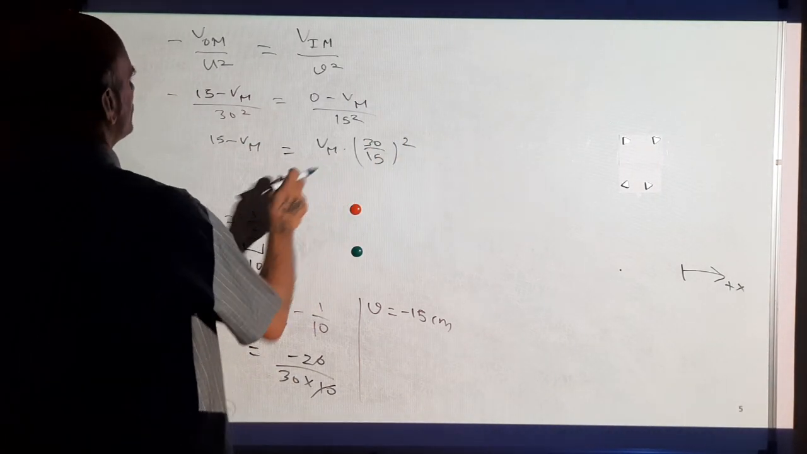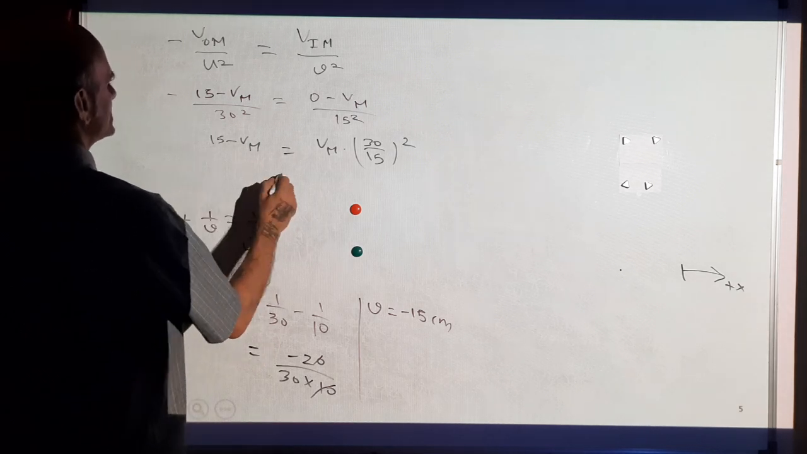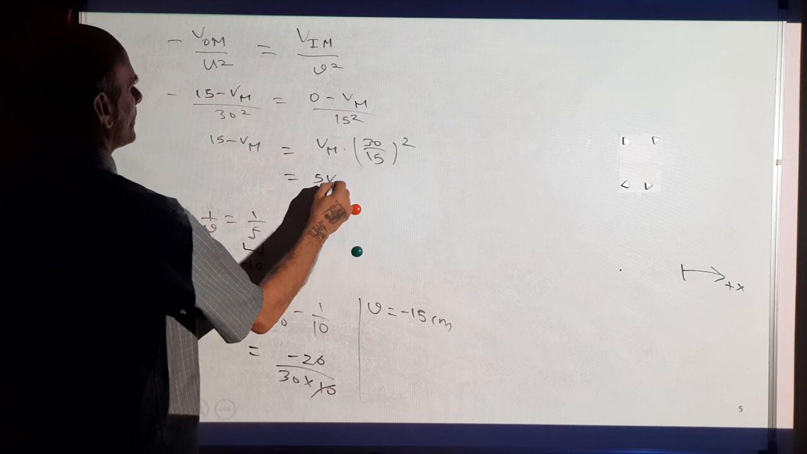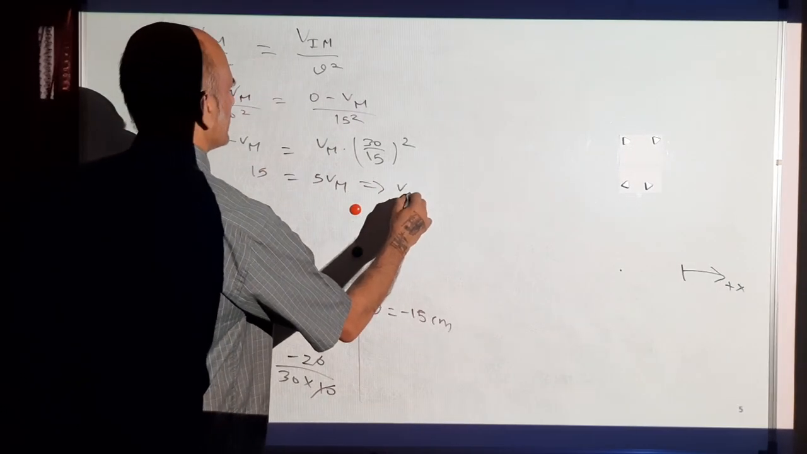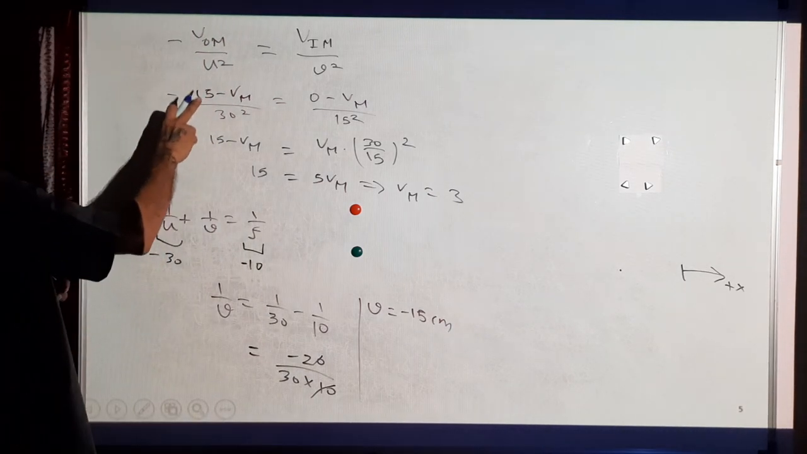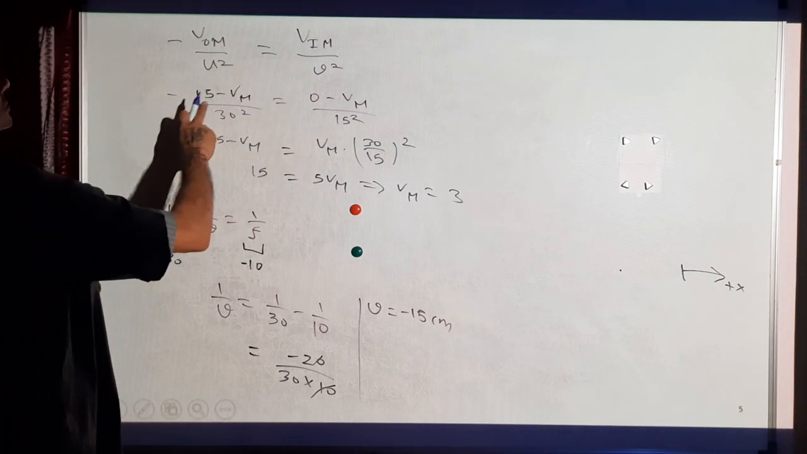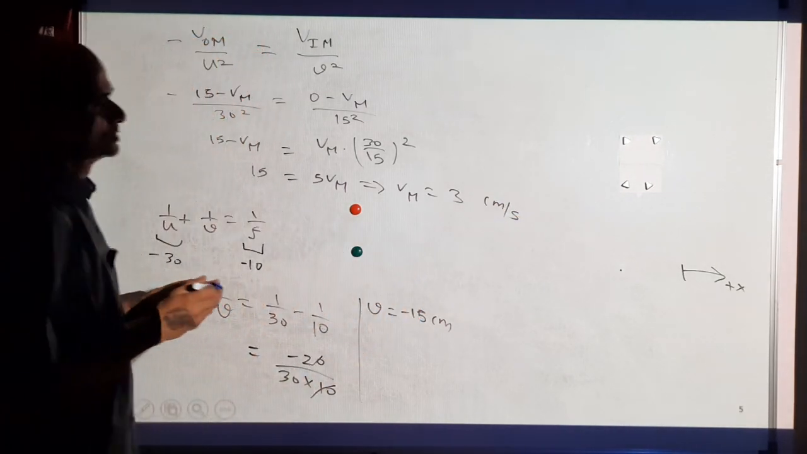This is 2 square, this is 4. So 4 Vm on the right side. So if I take this thing here, it will become 5 Vm equal to 15. So that means Vm equal to 3. This is in centimeter per second. These two units will cancel, so Vm should be in centimeter per second.